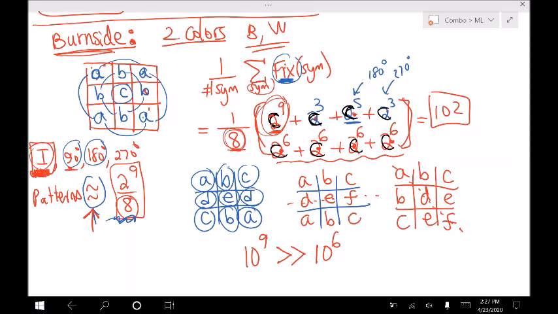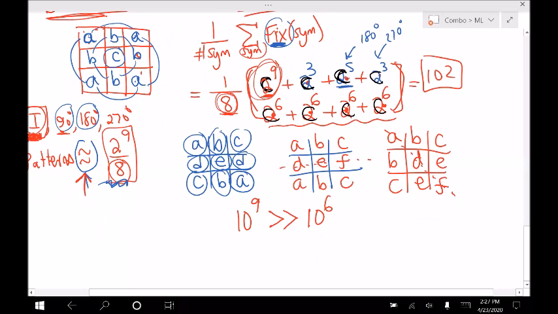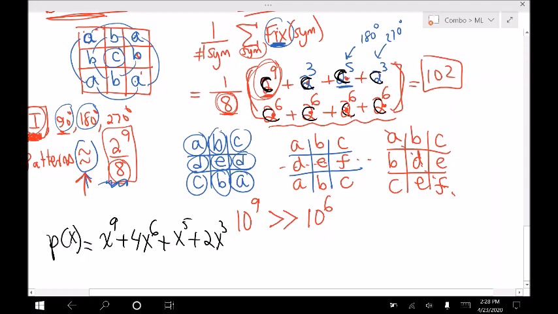What it is telling you is the following. If I gave you a polynomial like this, x to the 9 plus 4x to the 6 plus x to the 5 plus 2x cubed, what can I ask you about this polynomial? Show something about this polynomial. What is it?